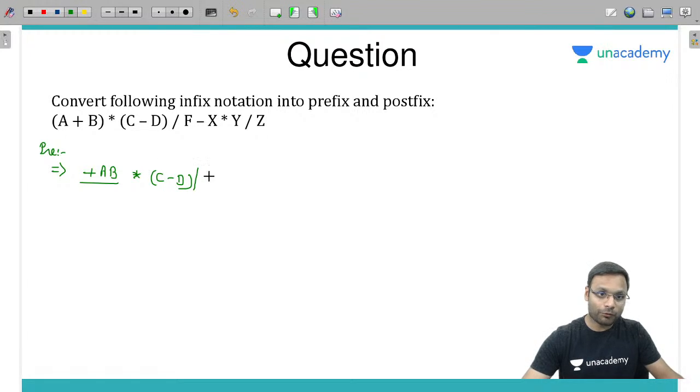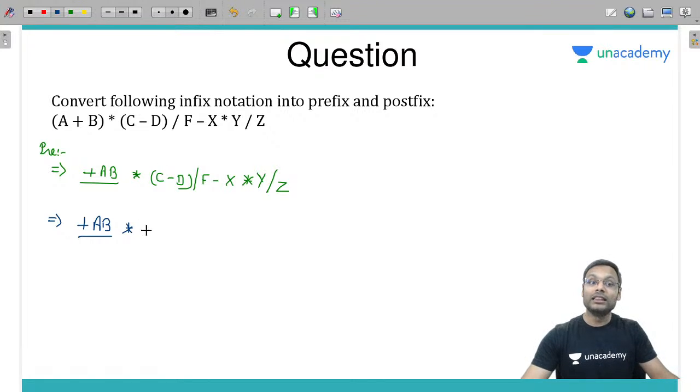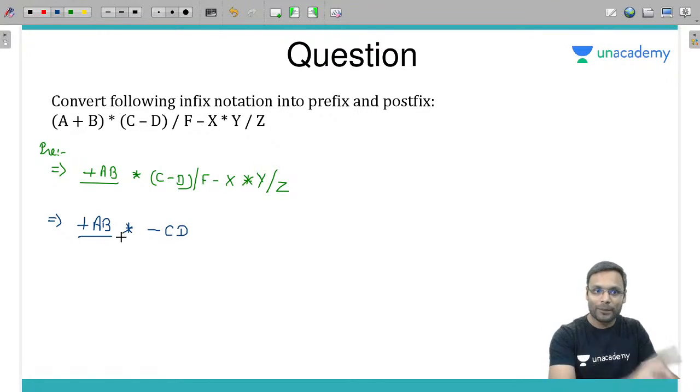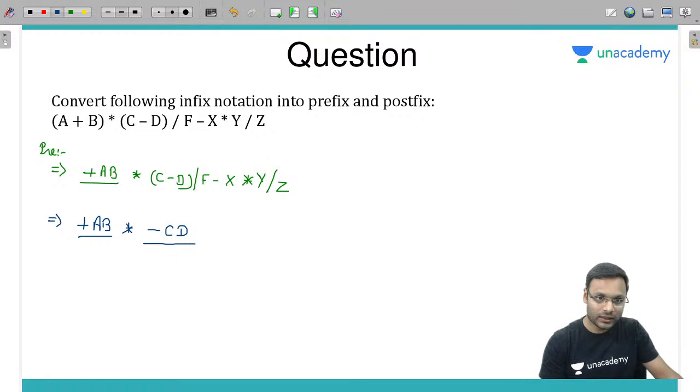You can type down your final answer, okay? I will verify. If you get the answer, you type down your answer. Okay, next step, you are going to solve this particular parenthesis. Let's solve this parenthesis now. In the parenthesis, you have C minus D. C minus D in the prefix, how do you write? Minus CD. What is the prefix? First operator, then operands. Done.